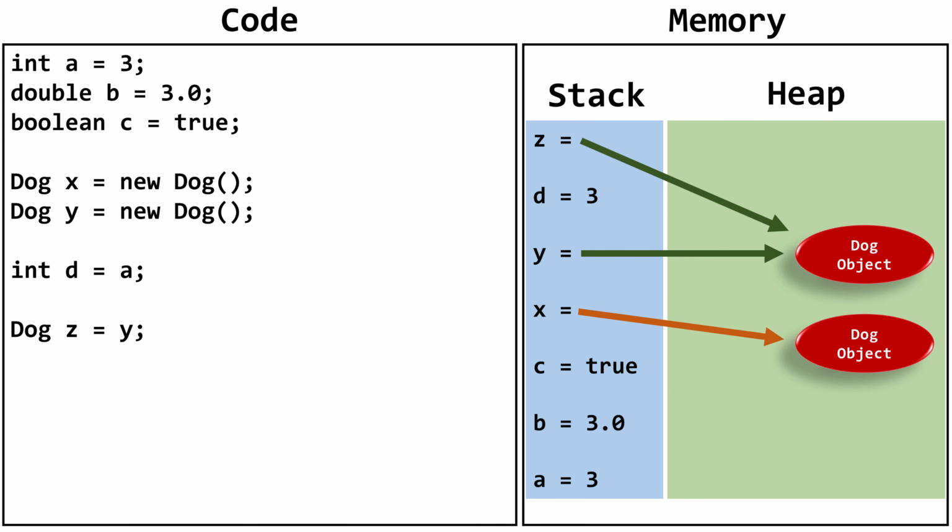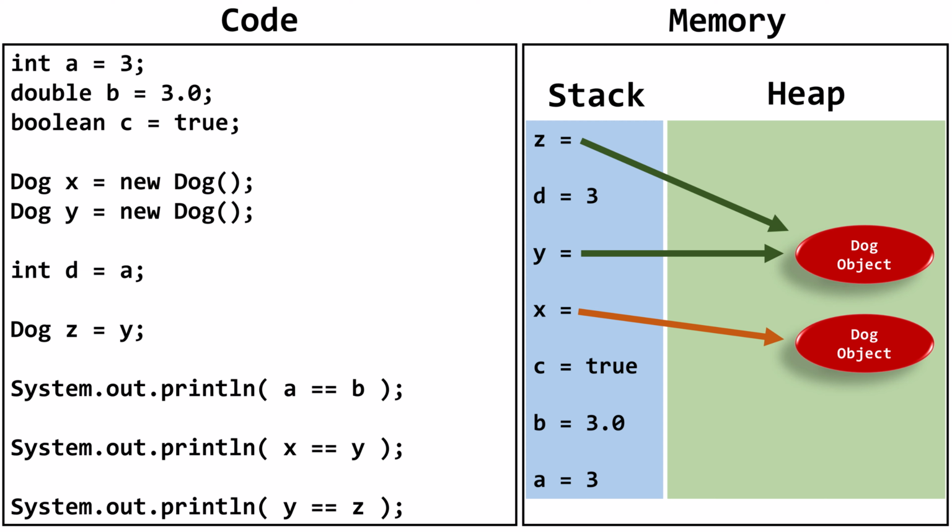Now let's learn why these differences are important. Look at these 3 lines of code. Here, we're using double equals, which is the equality operator, to compare A and B. In Java, the equality operator compares the value on the stack for 2 variables. Even though A and B are different data types, Java recognizes they are mathematically equivalent and will evaluate to true.